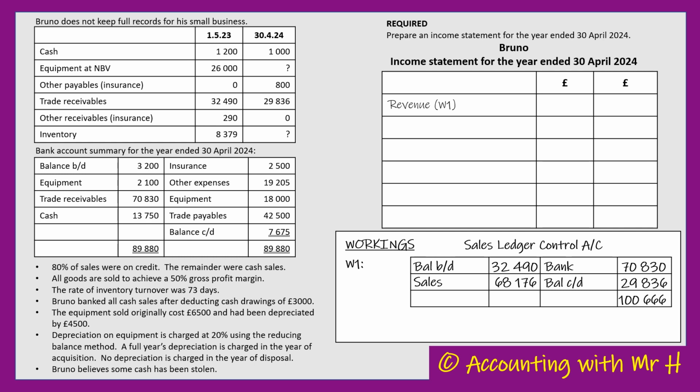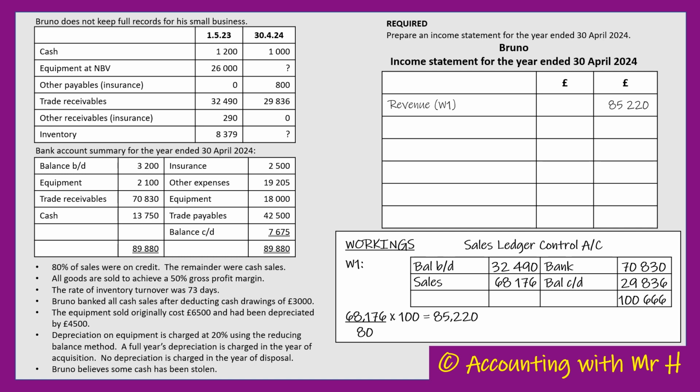So I just need to do another quick working to get this figure. And you can see my working there. So £68,176 is 80% of the total sales. So divide by 80 times 100, or just divide by 0.8 if you like working decimally. And that tells me his total sales this year must have been £85,220. So I'm going to put that in the income statement as the revenue. There we go. I'm going to continue then with his income statement.